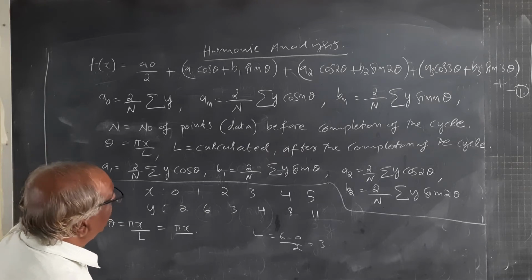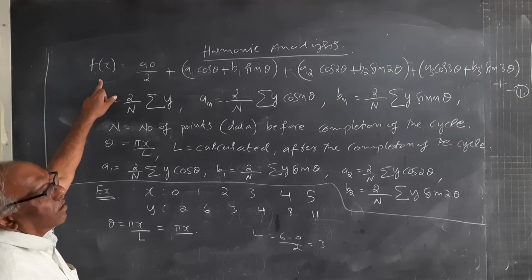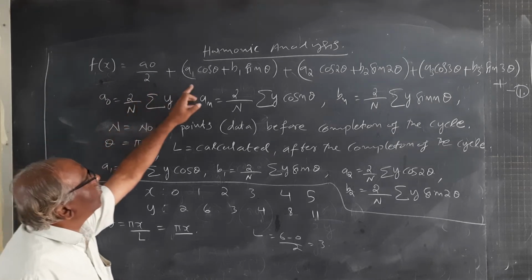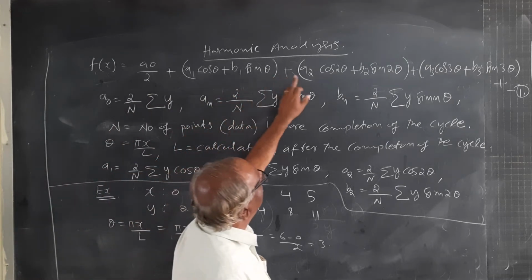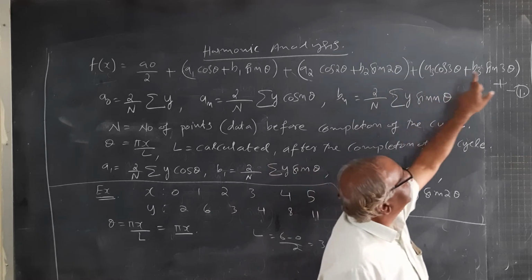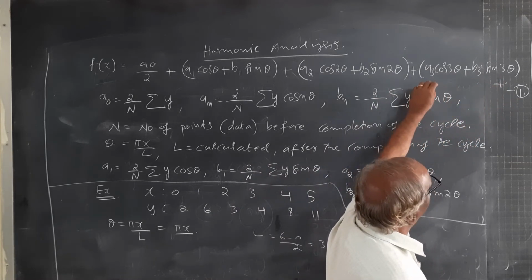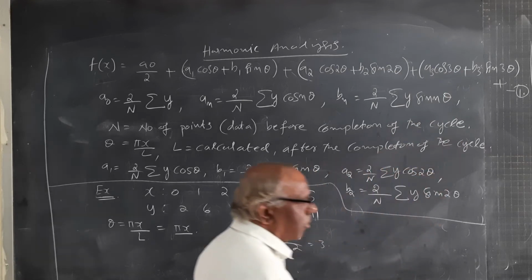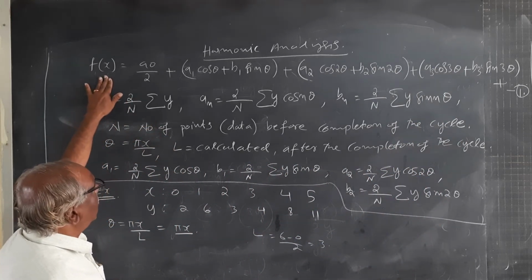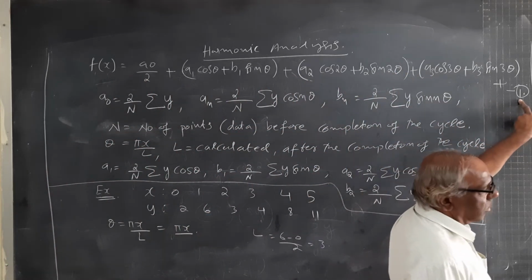The process of obtaining a Fourier series for experimental data, if it can be represented in this form, a0 by 2 plus a1 cos theta plus b1 sin theta, a2 cos 2 theta plus b2 sin 2 theta, a3 cos 3 theta plus b3 sin 3 theta, that process is called harmonic analysis. The process of expressing the experimental data in this form is called harmonic analysis.